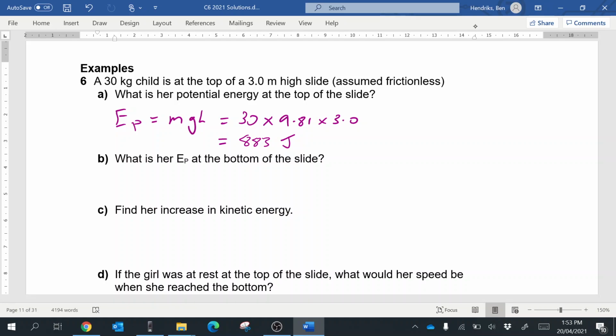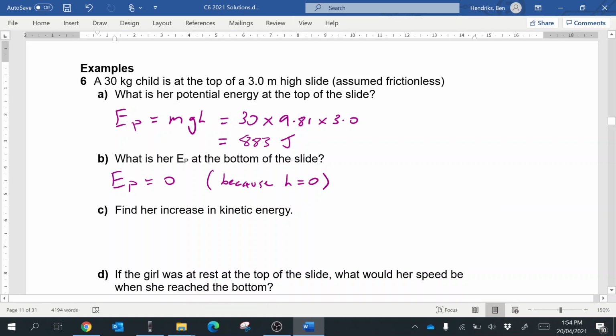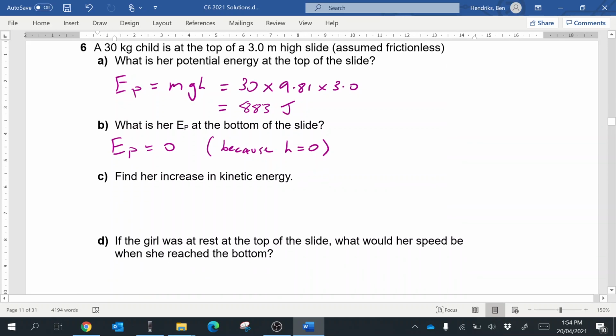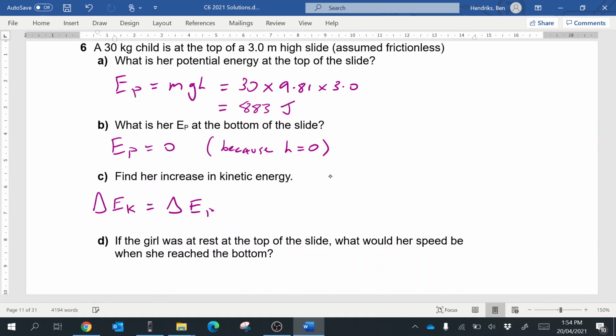So potential energy this time is equal to 0. Why can I say that? It's because H is equal to 0, so her potential energy is going to be equal to 0. And her change in kinetic energy is equal to the change in potential energy, which is going to be equal to 883.